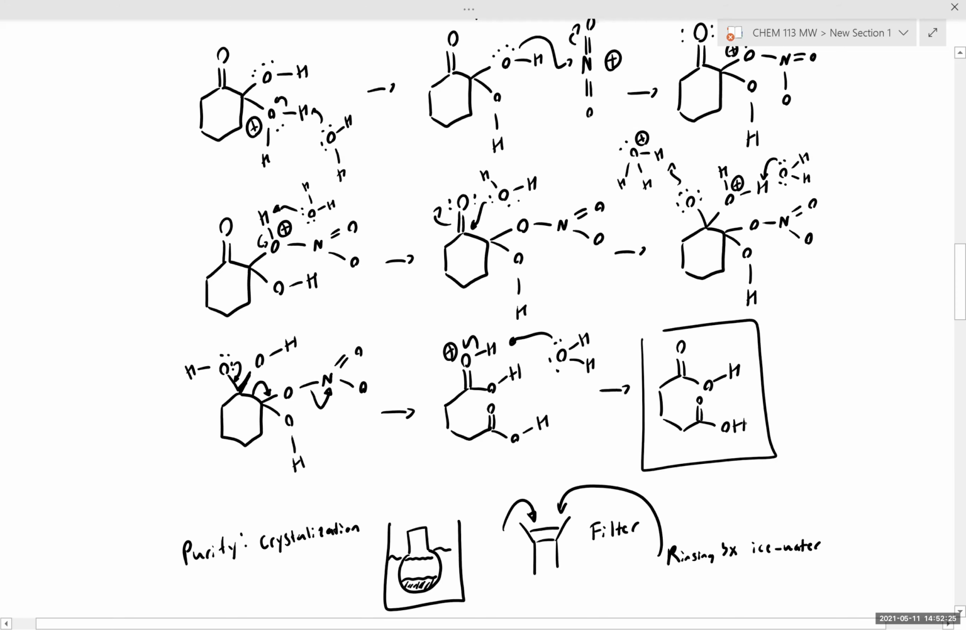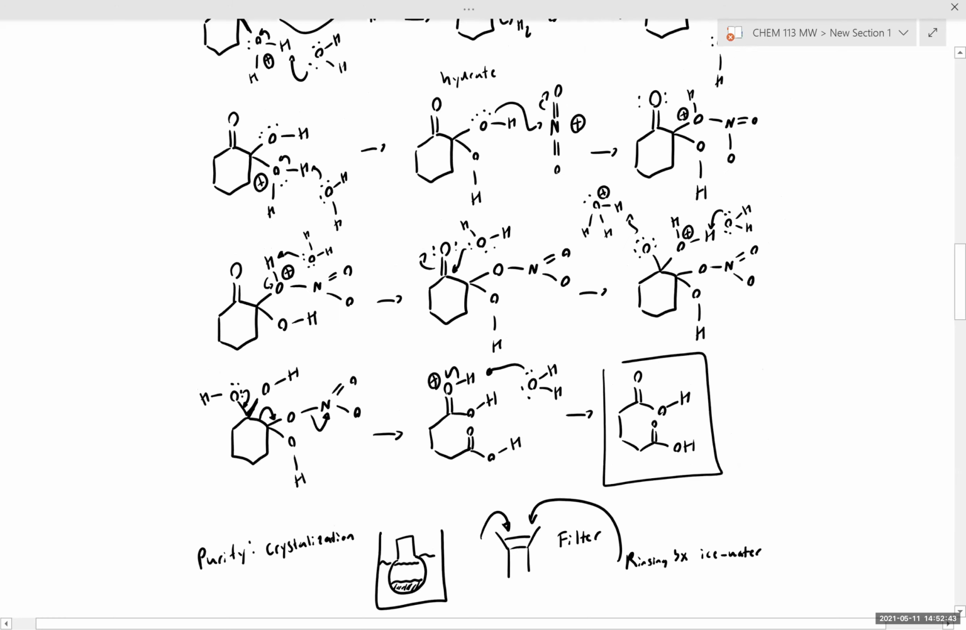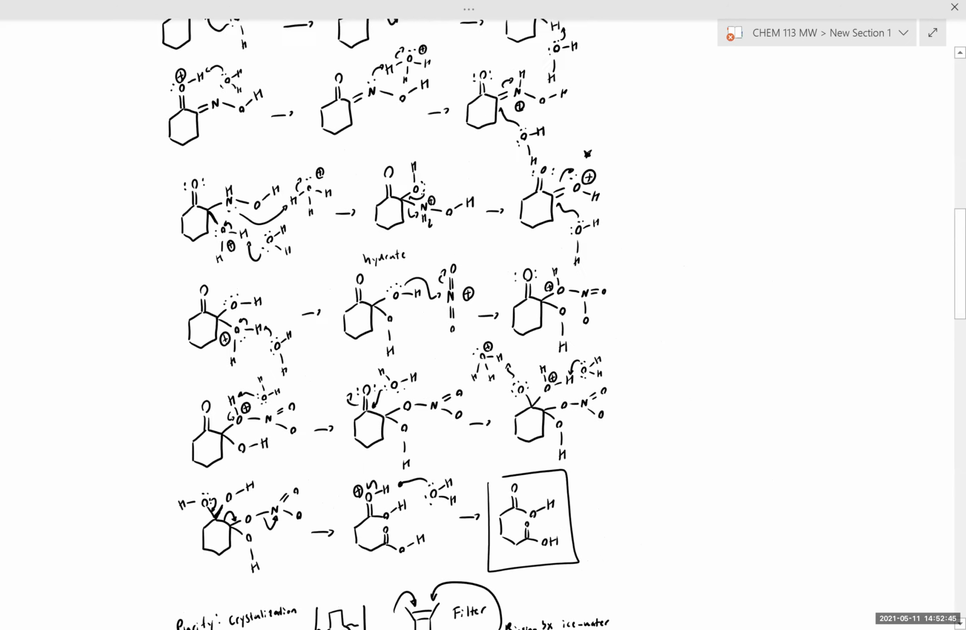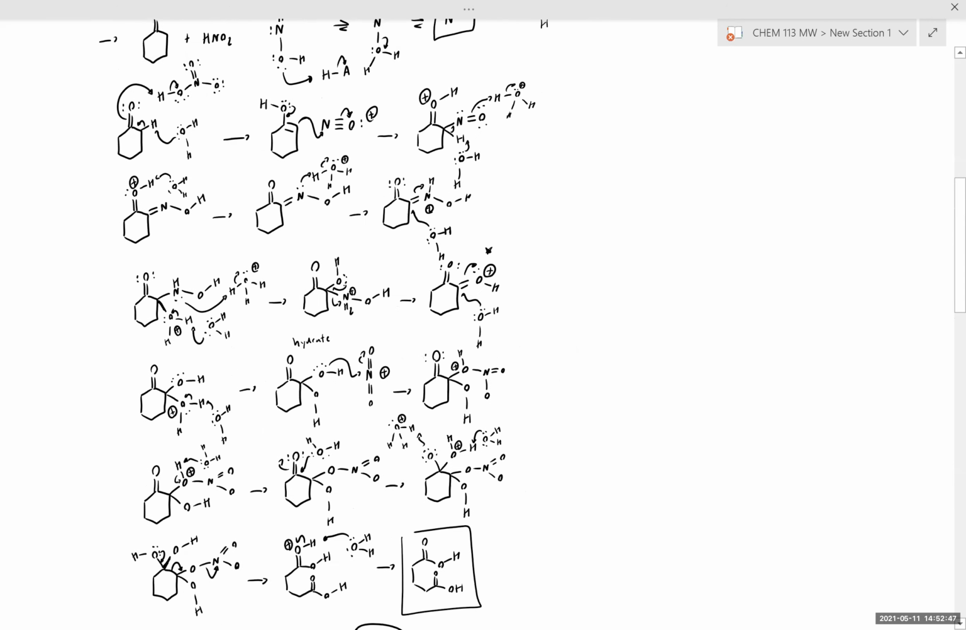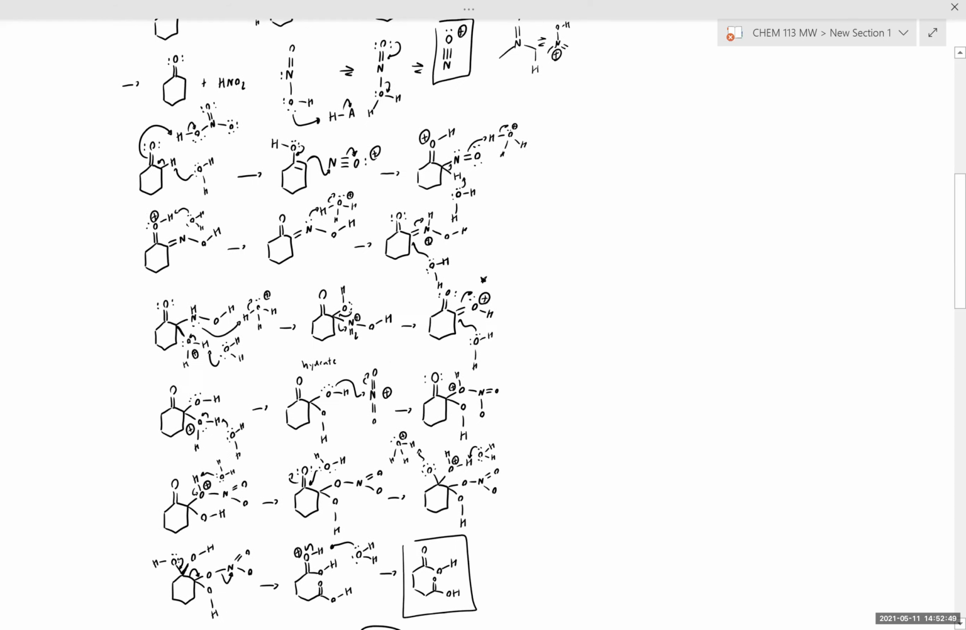I know the lab manual sometimes skips over some of these steps. So I tried to write out all of these steps as clearly as I could, referencing reactions that we've seen previously in the course. Sure, I'd be happy to zoom out, though it's quite a long mechanism. Okay, there we go.